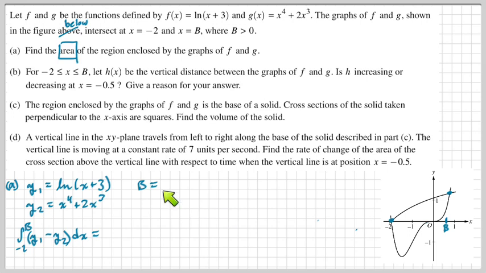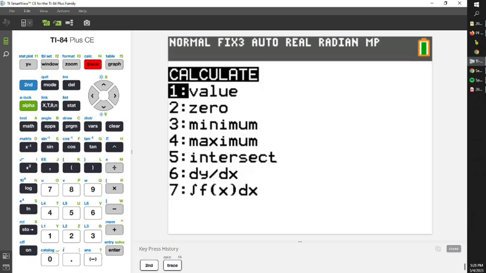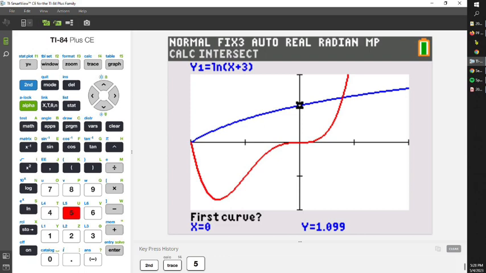Okay, so now let's find this b. In order to find this b, we have to find the point of intersection of these two curves. In order to do that, I'm going to go back to my graphing calculator, and I'm going to use second calc and then intersect. That's 5. Do not just drag the cursor across the curve. You will not get an exact answer. You want to use that function that you can find at 5 under calc.